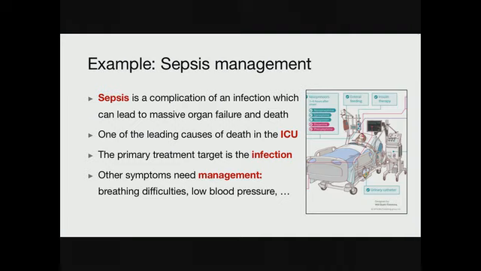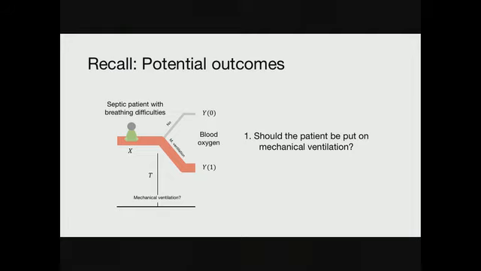So last time, just to really hammer this in, we talked about potential outcomes and the choice of a single treatment. We can think about this in the septic setting as a patient coming in, or already being in the hospital, presenting with breathing difficulties. That means their blood oxygen will be low because they can't breathe on their own, and we might want to put them on mechanical ventilation so that we can ensure they get sufficient oxygen. We can view this as a single choice. Should we put the patient on mechanical ventilation or not?